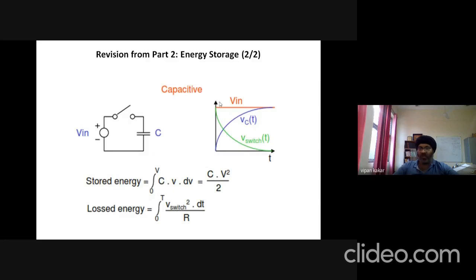Now the capacitor, another storage element. When the switch is closed, the capacitor starts to energize. It starts to store charge, which is equal to the integral from 0 to the maximum value V, of the capacitance, how much capacitance value it has, and how much voltage we apply here, which comes out to be CV square by 2. And in the switch, we only have a loss of energy, which is equal to V square in switch divided by R, because all switches have some resistance.